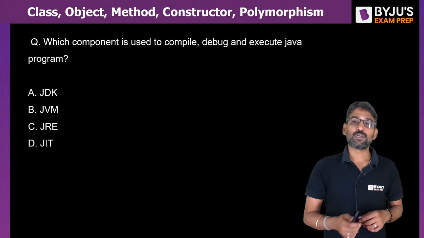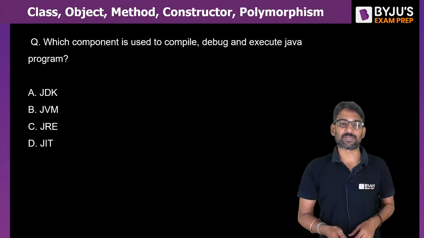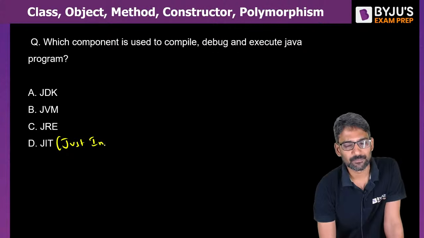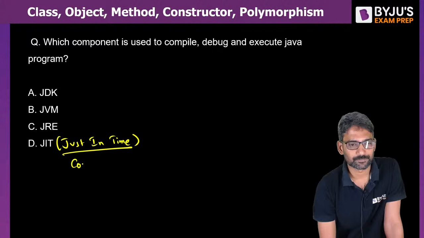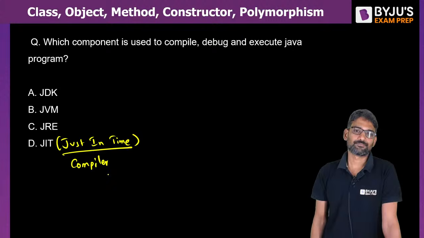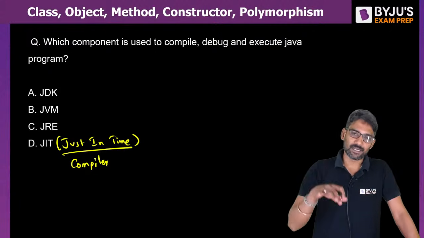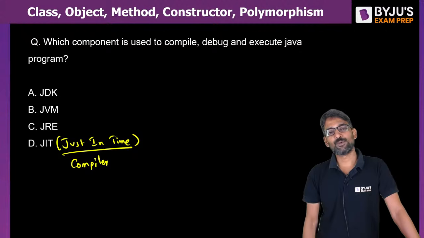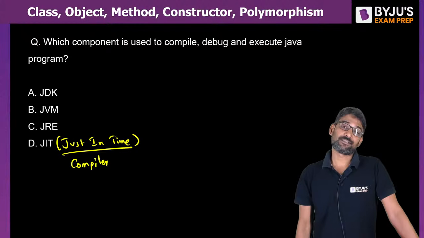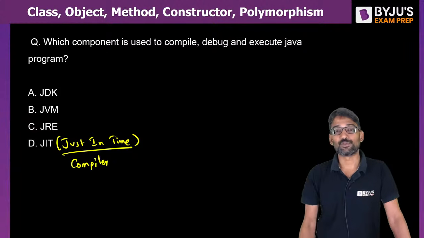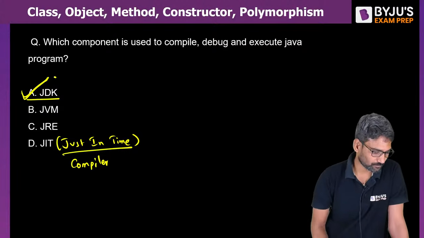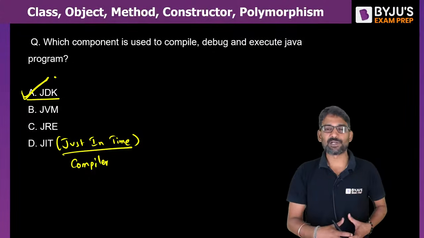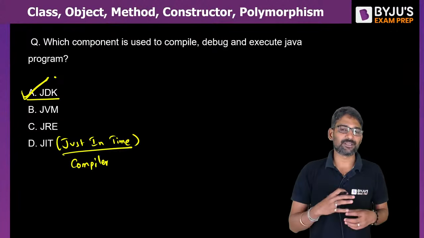Which component is used to compile, debug, execute a Java program? JDK, JVM, JRE, JIT. JIT means just in time, which is the name of the compiler. With only JVM, you may be able to compile, but execution is not possible. You require JDK. JDK, dear friend. Okay? JDK includes the runtime environment so that you can execute, because the class library is there.